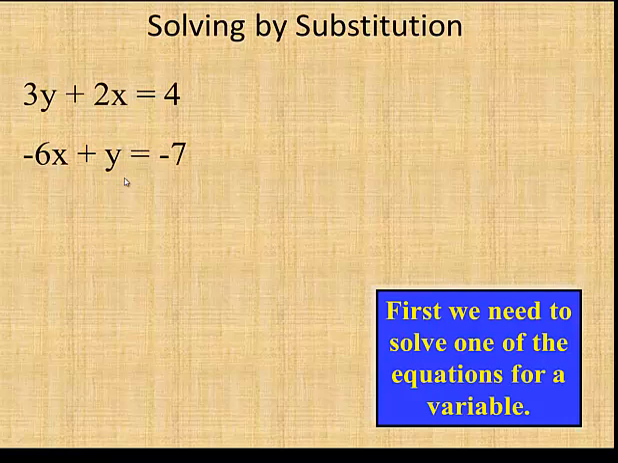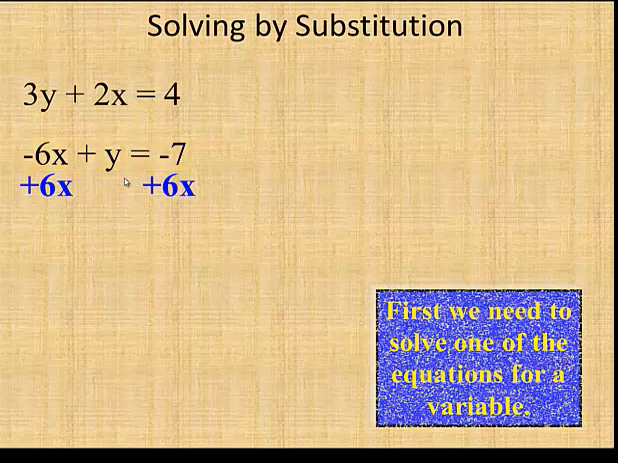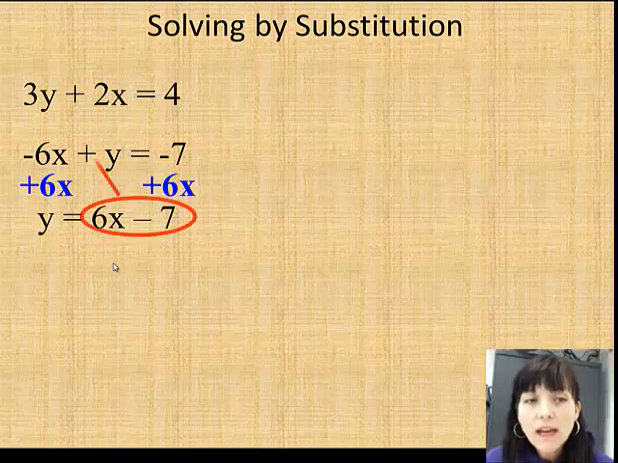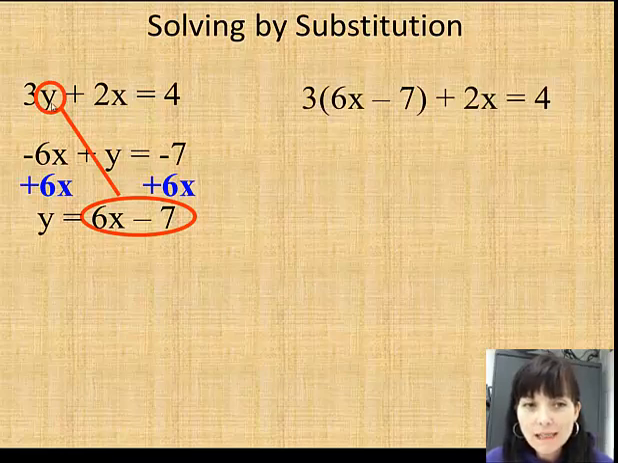So, as it says, first we need to solve one of the equations for the variable. We're going to use the second equation. We're going to add 6x to both sides, and we get y equals 6x minus 7. Now we're going to substitute that y value into y in our first equation. We get 3 times 6x minus 7 because y equals 6x minus 7. We add 2x to it, and it equals 4.